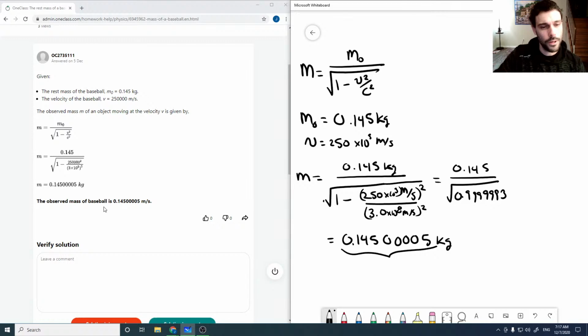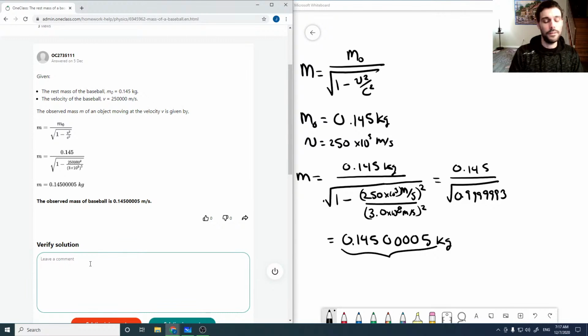Yep, looks good. The only thing is, they say the observed mass is in meters per second, but that's fine, it was just a slip.